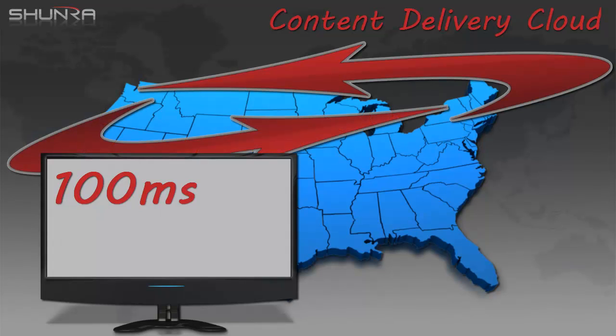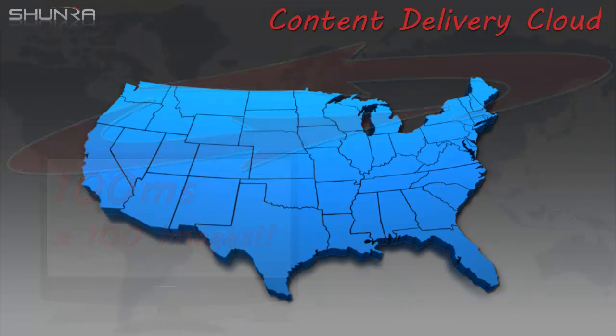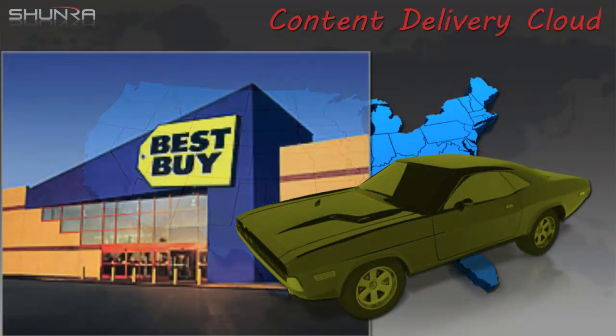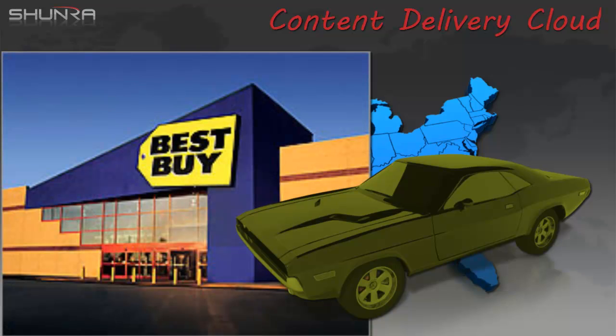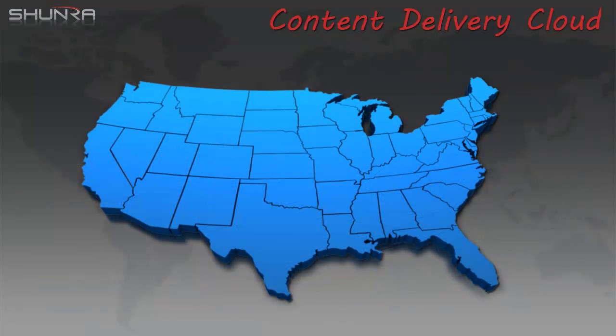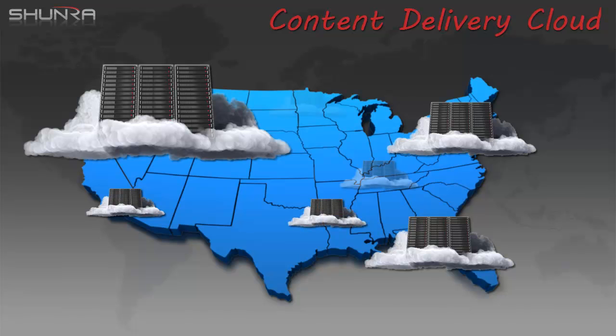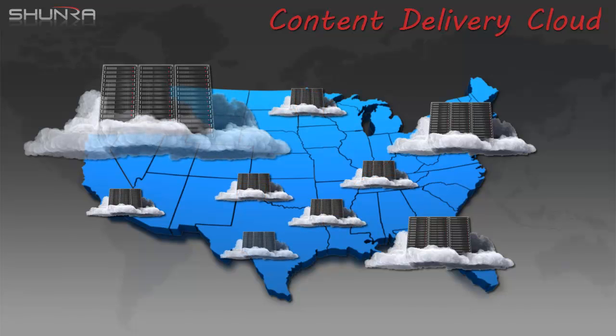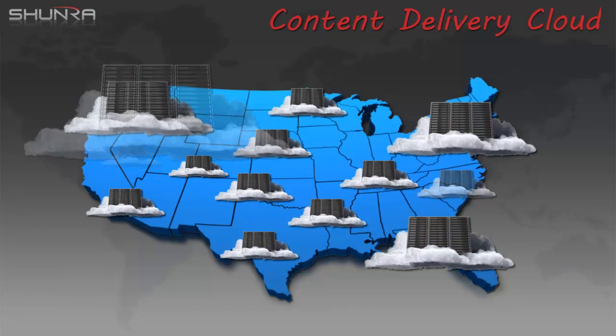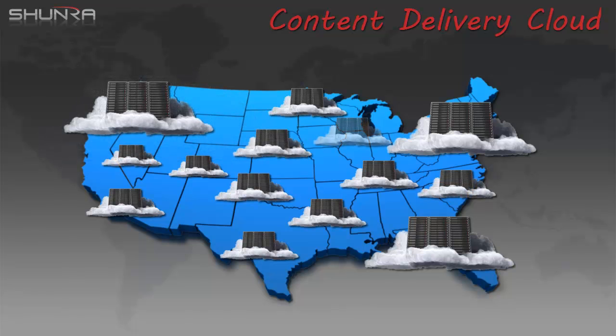Could you imagine if I had 100 images to render? If I was waiting for those images to load from Seattle, I'd probably get in my car, go drive somewhere and look at TVs that way versus looking through Amazon. Amazon, realizing this, has deployed these things called content delivery clouds. So basically Amazon, or other companies like Amazon, has these sites all over the US, depending on what region you're in.